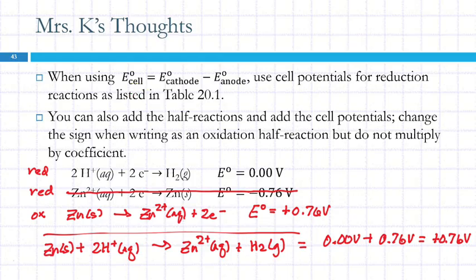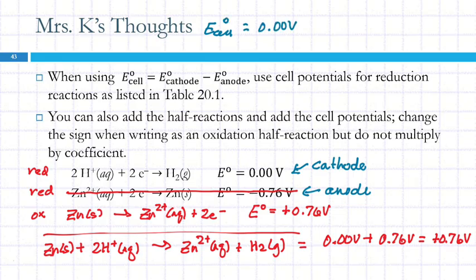This method, let's maybe do this in a different color. This method, we're going to say, okay, this is the cathode, and this is the anode. So we're going to take the cathode minus the anode. So our cell potential is going to equal the cathode, which is 0, minus the anode, which is negative 0.76.